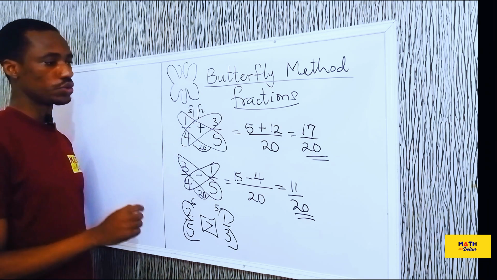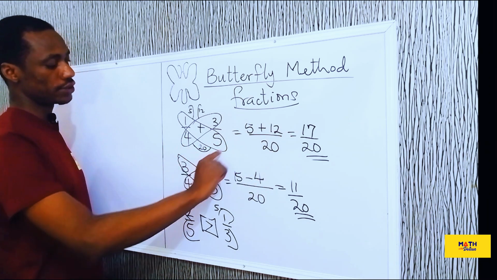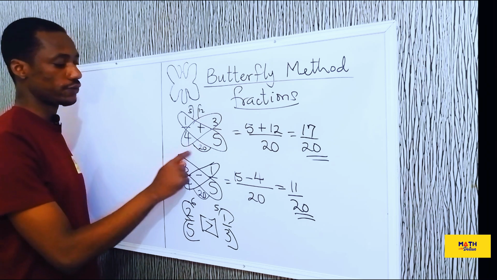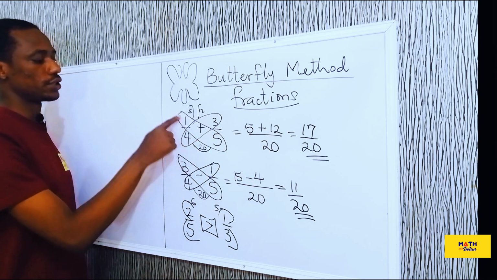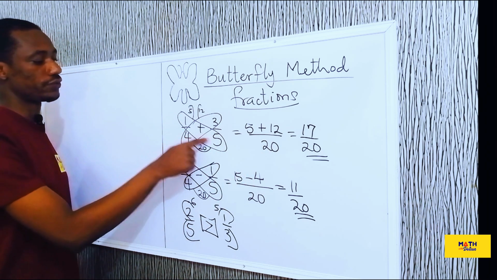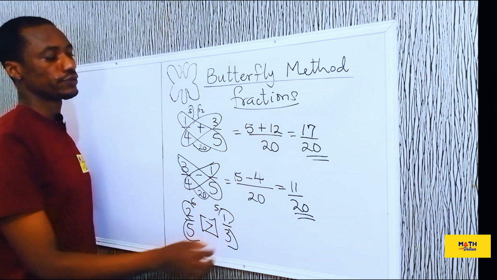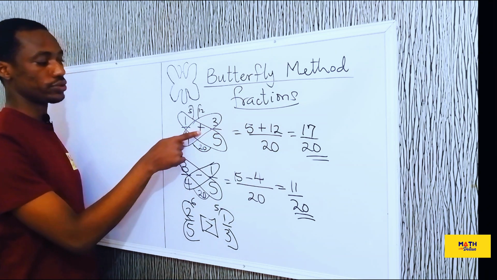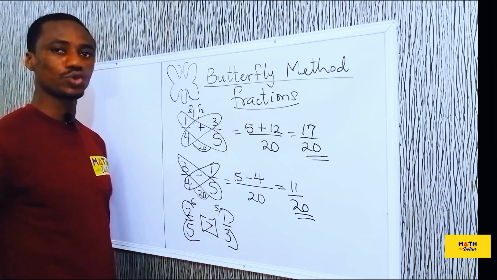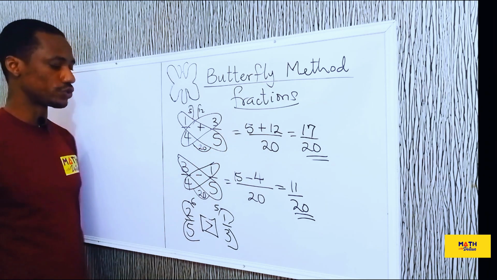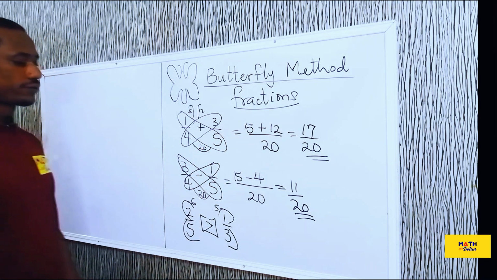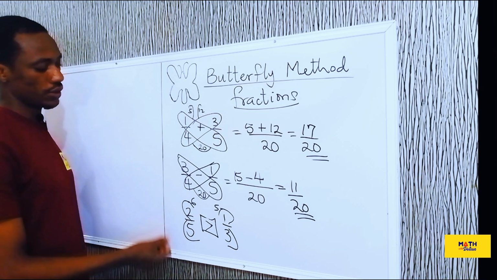Then you rule your line and multiply the two denominators. 4 times 5, you have 20, and then do the multiplication in this loop. So 5 times 1 is 5, and then 4 times 3 is 12. Then you do your addition since you have plus. 5 plus 12 is 17, and that over 20. And the same thing for subtraction.